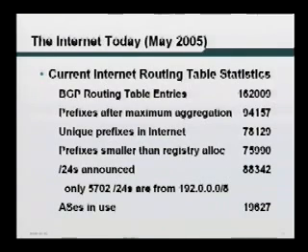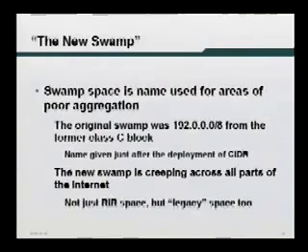No way. 5,700. That number's been pretty steady over the last few years. And just out of interest, number of ASSUs, 19,500. So this is what's given rise to the new swamp, I've called it.